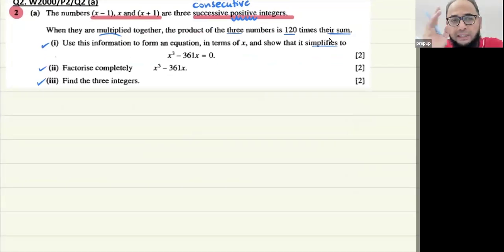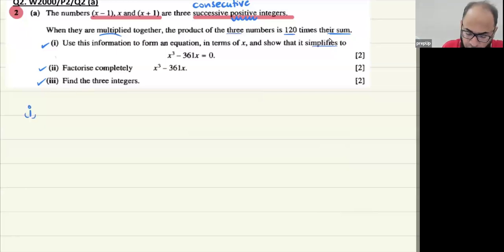Now there are two parts to it. The first part is form an equation. The second part is the solution. Let's say, for example, if I'm unable to solve the first part for 2 marks, I can still factorize and I can find the three integers. So let me get started.